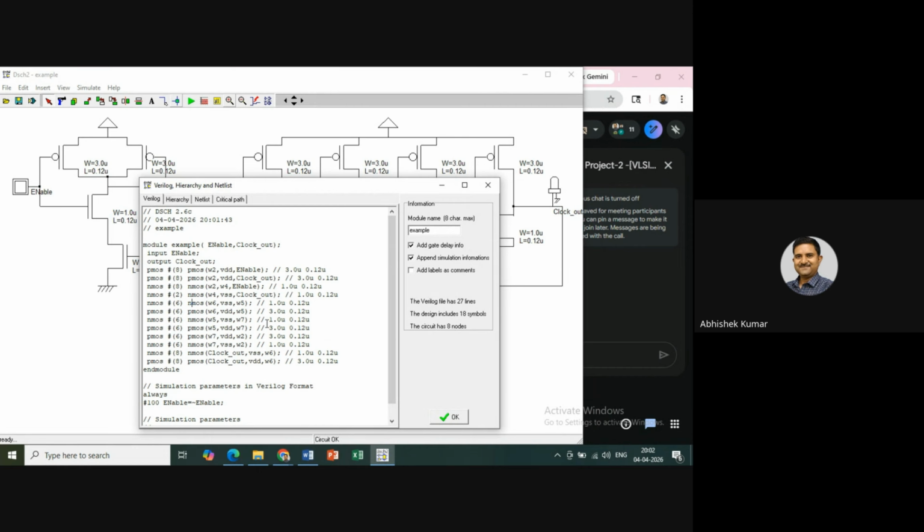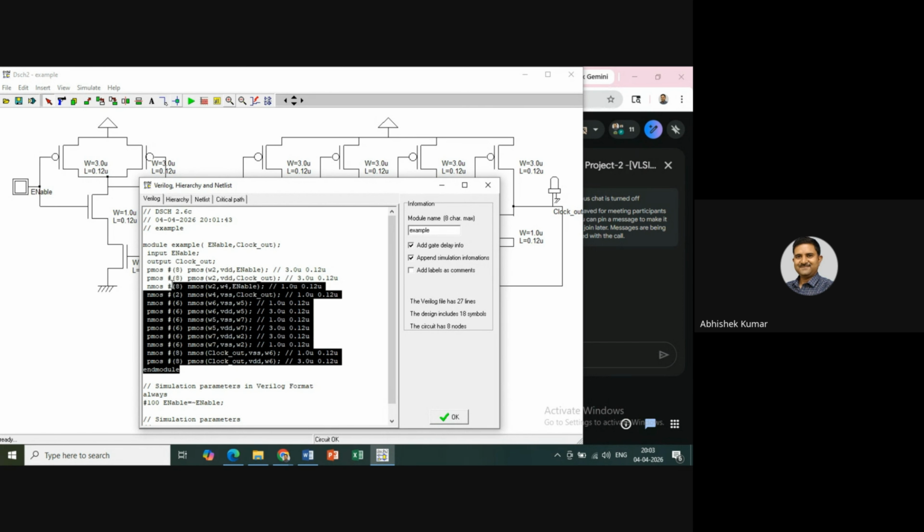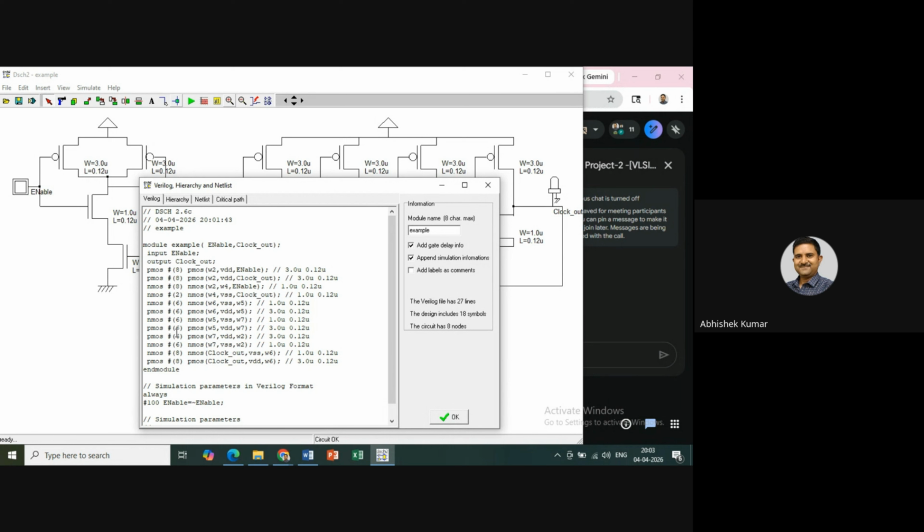We are calling one gate from the library, followed by the port mapping, which should be output then input. Similarly, here we are calling PMOS and NMOS from the library, and there are certain inbuilt delays: hash 8, hash 2, hash 6. Because of this inbuilt delay only, we are able to generate frequency.